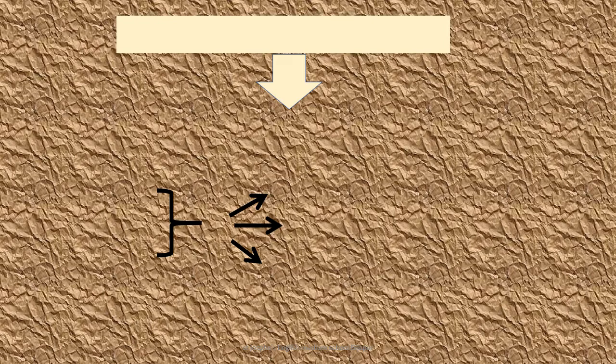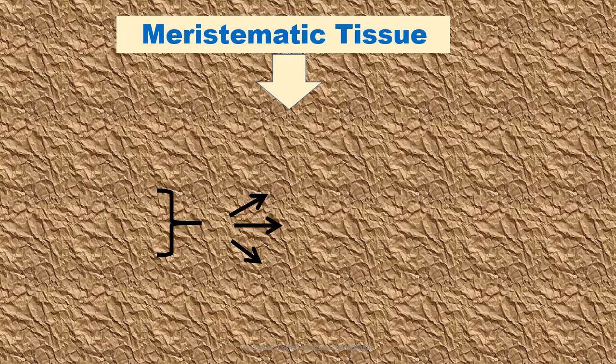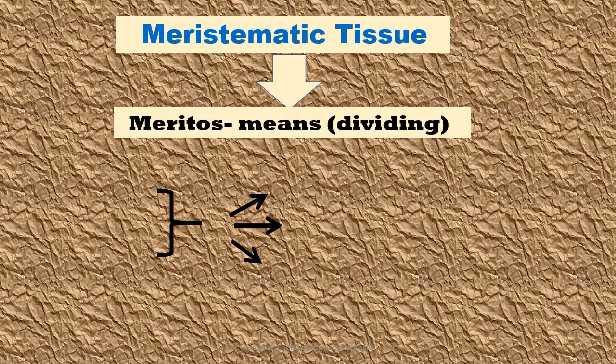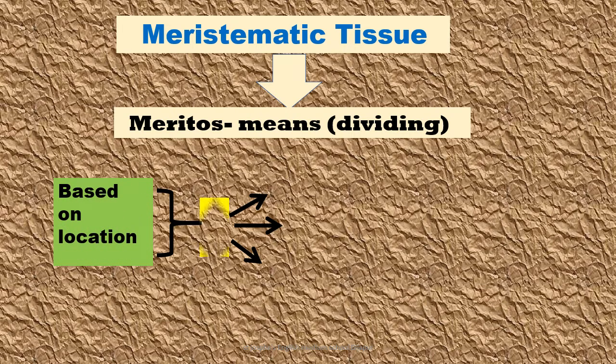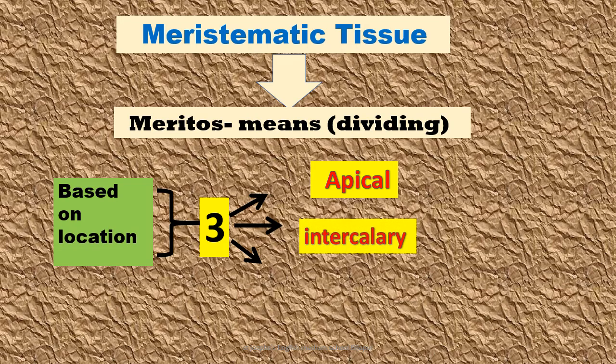The word meristematic is derived from the Greek word meristos, meaning dividing or division. These tissues, as they continue to divide, are known as dividing tissues. Based on location, there are three types. The first one is the apical, the second one is intercalary, and the third is lateral meristem.